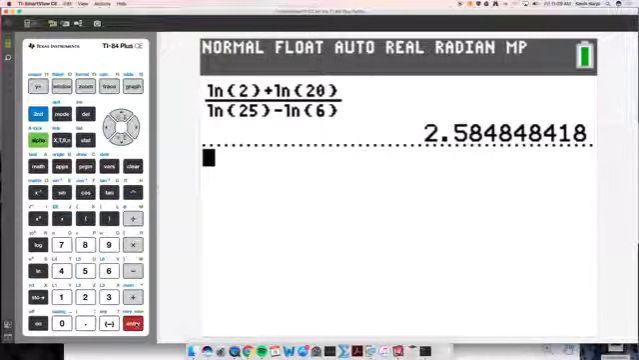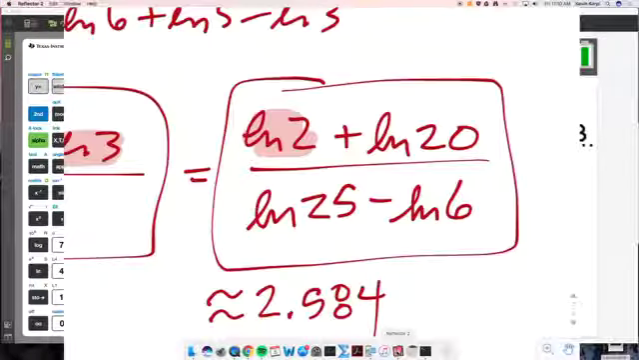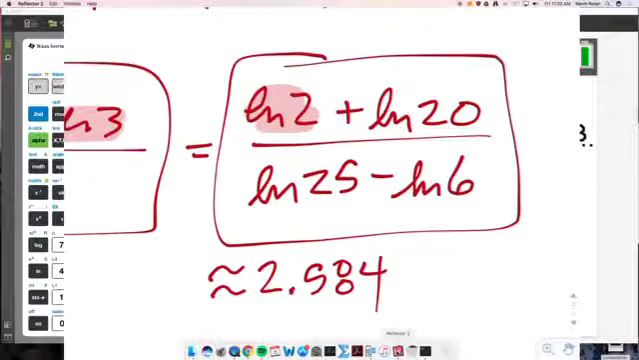So I'm going to hit enter, and it's 2.584. So I can put underneath my answer squiggles 2.584. So what's a nice set for answers are a simplified exact answer accompanied by a 3-decimal approximation.